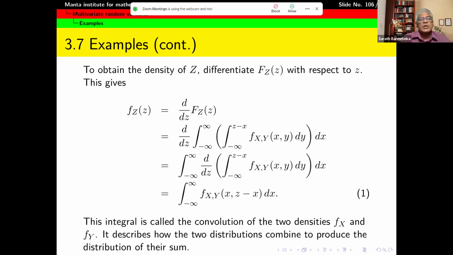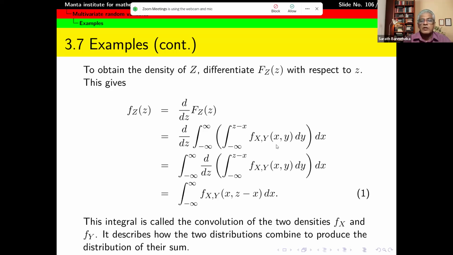Now, in order to obtain the density function of Z, we have to differentiate this with respect to z. In order to get the density function of Z, we have to differentiate the cumulative distribution function F_Z(z) with respect to z. So that is equal to the derivative of this function, and that function is this. Therefore, the derivative of that.